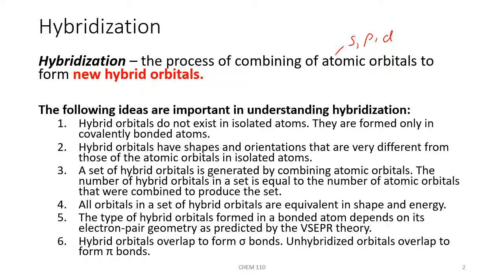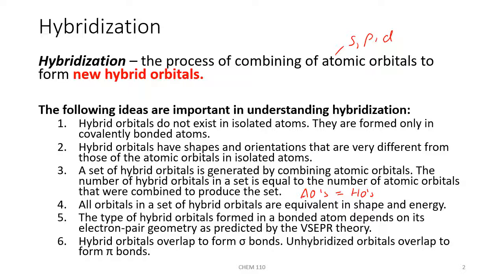The following ideas are important in understanding hybridization. Hybrid orbitals do not exist in isolated atoms. They are formed only in covalently bonded atoms. Hybrid orbitals have shapes and orientations that are different from those of the atomic orbitals. A set of hybrid orbitals is generated by combining individual atomic orbitals. The number of hybrid orbitals in a set is equal to the number of atomic orbitals that were combined to produce that set. So the number of atomic orbitals that we throw into the mix will equal the number of hybrid orbitals that we get out of the mix.